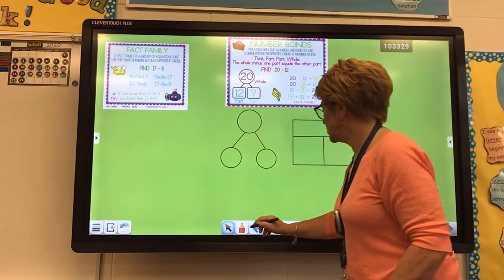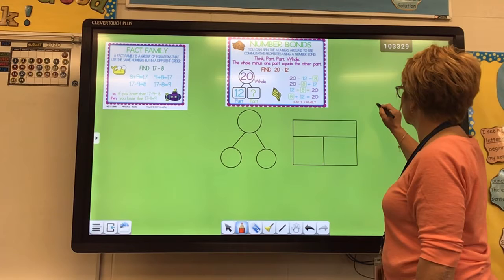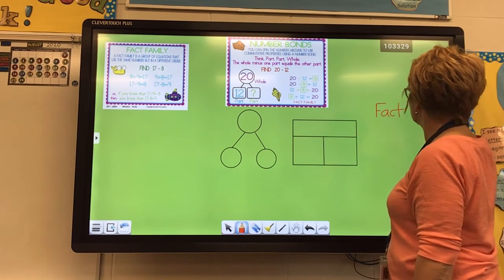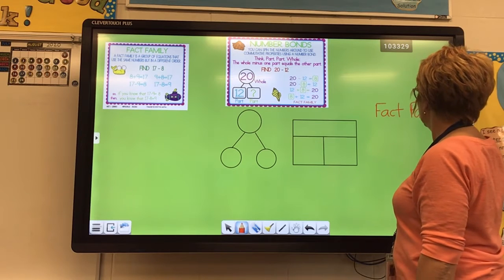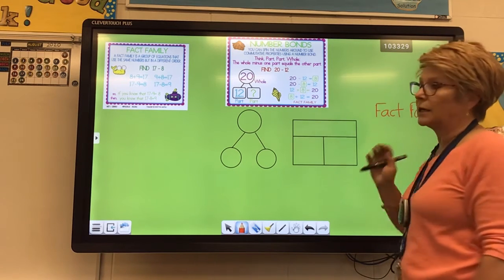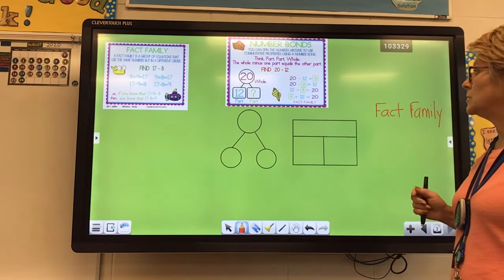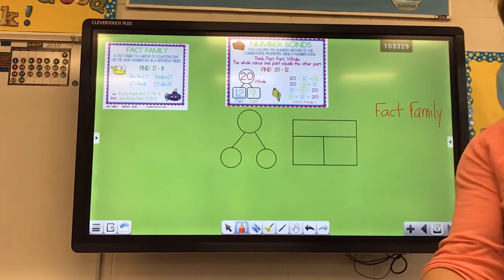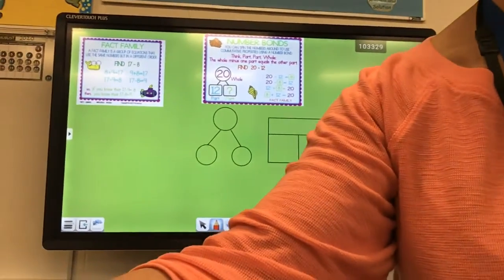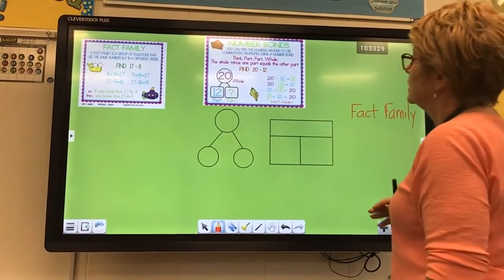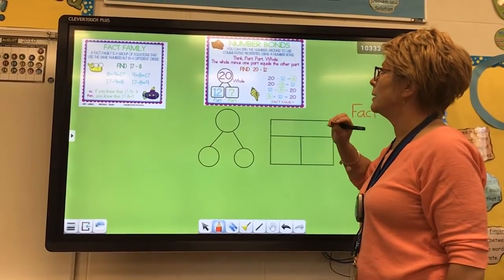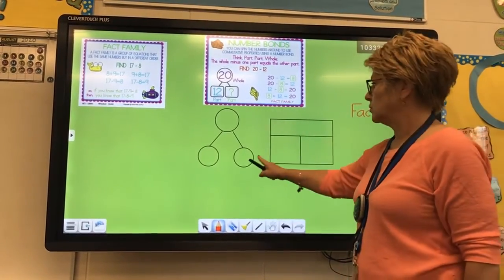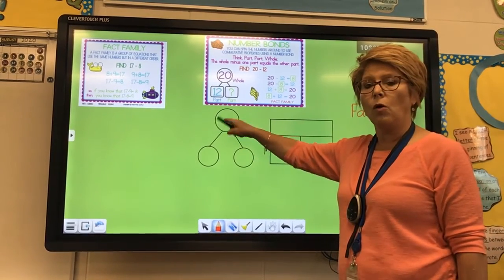sentences. So let's go ahead and I'm going to write up fact family. And we're going to build a fact family. We can also use our number bonds to find the missing number when we're having story problems, which we're going to have a little later on this week. So if you want to think of number bonds, you've got two parts and one whole. Two parts and one whole.